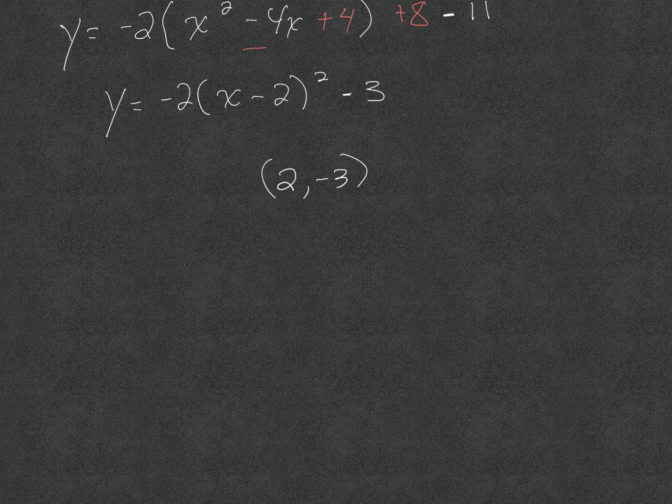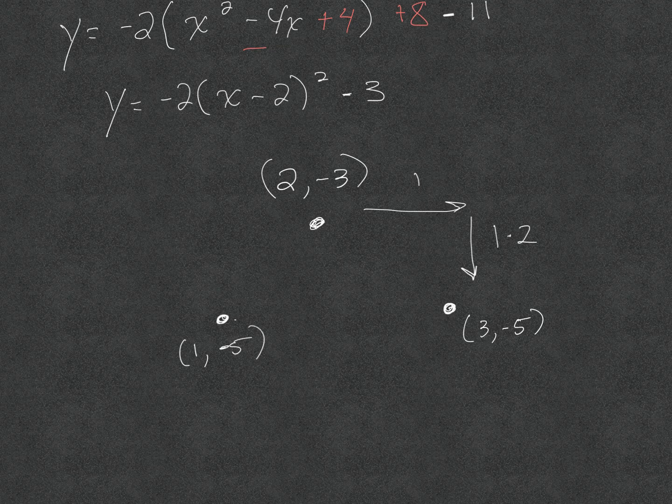Now, we're going to start at that 2, -3. I'm going to go over to the right 1, down 1 times 2. Okay, so the next point right here is going to definitely be 3. To the right, 3. That means over here, the other point is definitely going to be 1. Okay, well, how far did I go down? I went down 2, so it's going to be -5. And so, of course, that has to be -5. So we have 3 points so far.